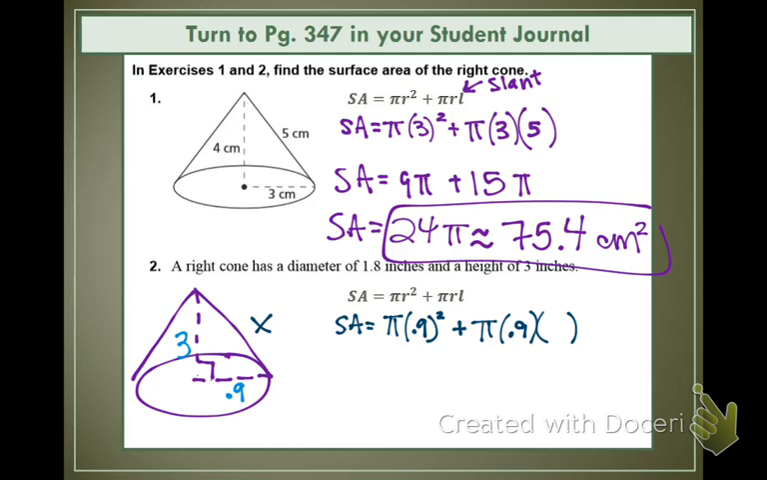What does this shape look like over here? Triangle. What kind of triangle? Right triangle. How do you find the missing side in a right triangle? The Pythagorean theorem. So we're going to find it. We have 3 squared plus 0.9 squared equals x squared. So we have 9 plus 0.8 equals x squared.